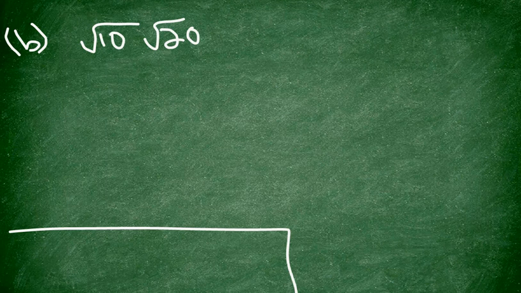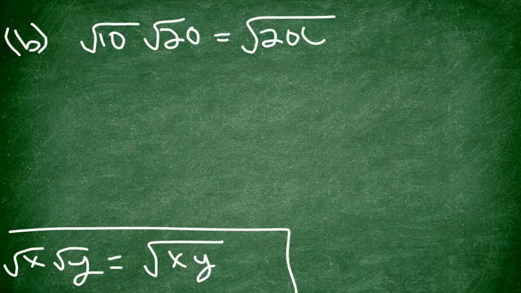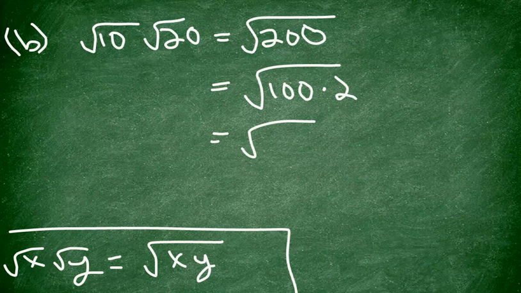So question B, we have the square root of 10 times the square root of 20. So for this guy, we're going to use this law that if you have the square root of x times the square root of y, that's equivalent to the square root of x times y, all in the same root, right? So this is equal to the square root of 200. And then what I'm going to do is break down 200 into the square root of 100 times 2. Now, why did I choose 100? Because 100 is a perfect square. And using that law down here, sort of in reverse, and breaking it up again, I have this, and then 10 root 2, right?